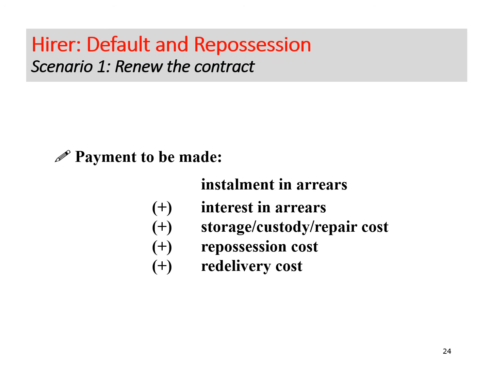For scenario 1, assume that the hirer is renewing the HP contract. The payment to be made by the hirer is the installment in arrears, plus the interest in arrears, plus any storage, custody or repair costs, plus any repossession costs and redelivery costs. If you add all of these costs together, that will be the payment to be made by the hirer under the conditions of renewal of the hire purchase contract.